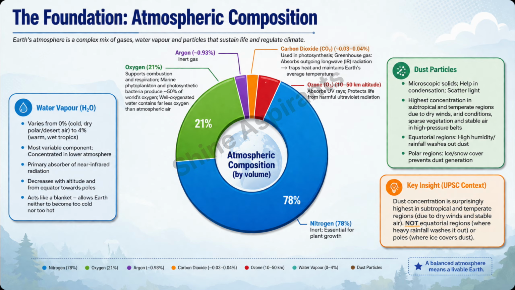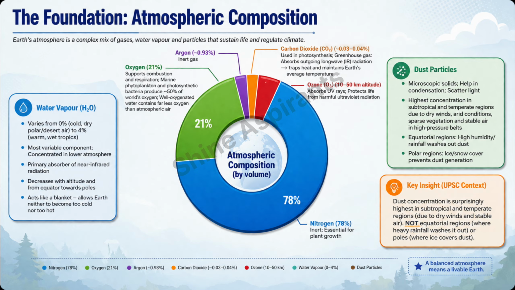Argon 0.93%. Inert gas. No significant role. Carbon dioxide 0.03 to 0.04%. Used in photosynthesis. It is a greenhouse gas, transparent to incoming short-wave solar radiation but absorbs outgoing long-wave terrestrial radiation, trapping radiation and heat, maintaining Earth's average temperature. Ozone. Found between 10 and 50 kilometers above Earth's surface. Absorbs solar ultraviolet rays, protecting life on Earth.